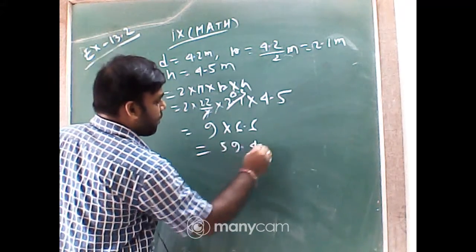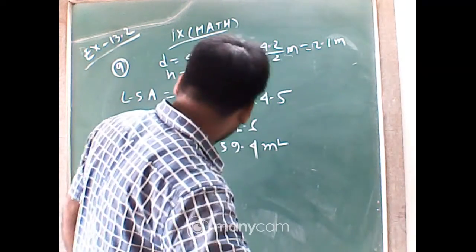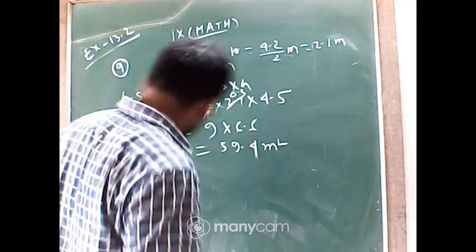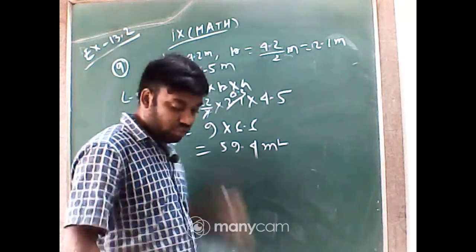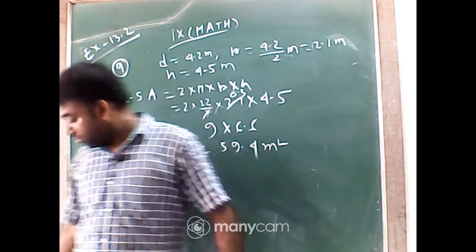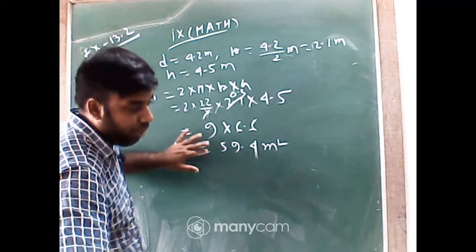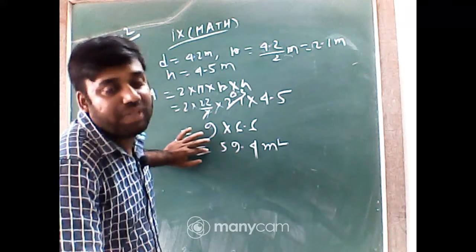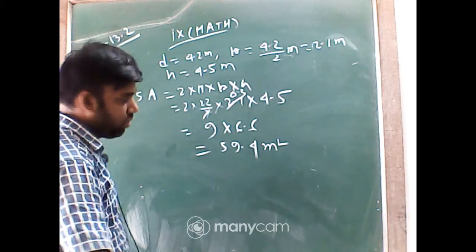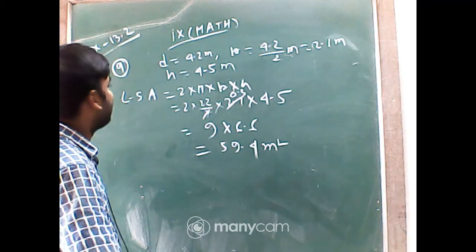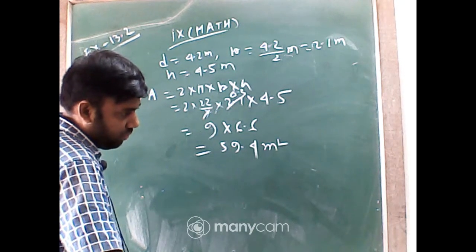It will be 59.4 meter square. Okay, so that curved surface area is 59.4 meter square. Next question, next part. Any problem up to this? Tell me quickly. If you have any problem up to this, tell me quickly. That is the lateral surface area.